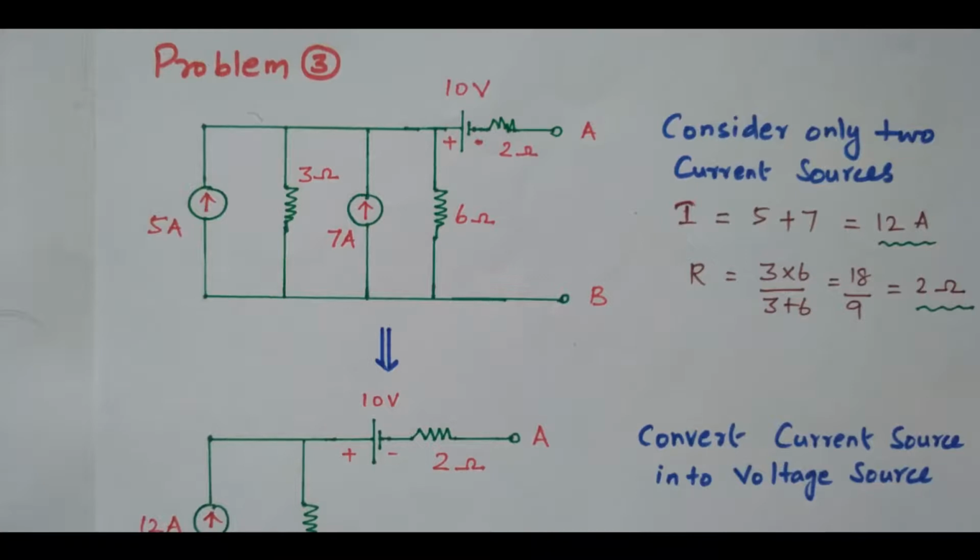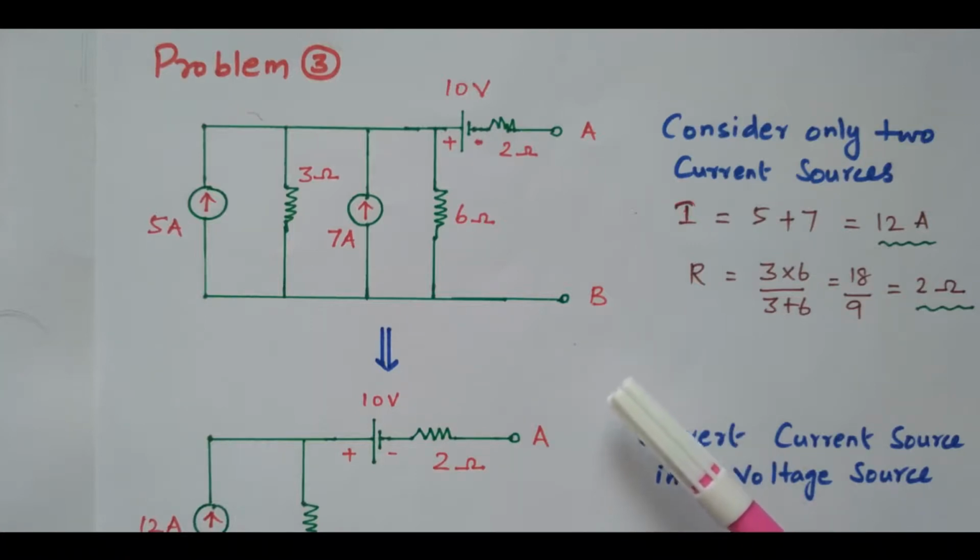So in the third problem, two current sources and one voltage source are available. In problem one, we had three voltage sources converted into a single voltage source. In the second problem, we considered three current sources converted into a single current source. In the third problem, both current sources and a voltage source are considered. Now we'll convert this entire circuit into a single voltage source and a single resistor.